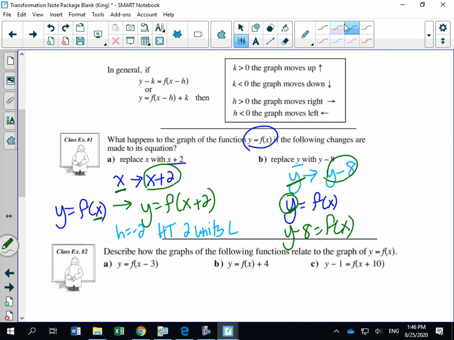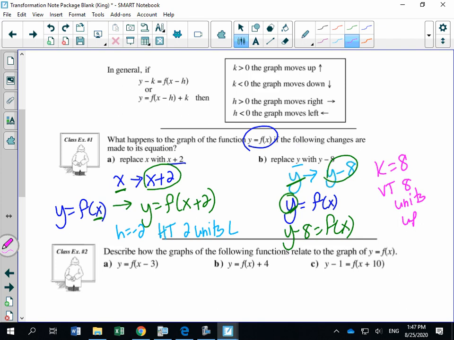Okay, now when you get really good at this, I need you to just be able to look at this and say to yourself, that's a k value. The k value is 8. And that k value of 8 is going to be a vertical translation, because it's an up-down move, of 8 units up.